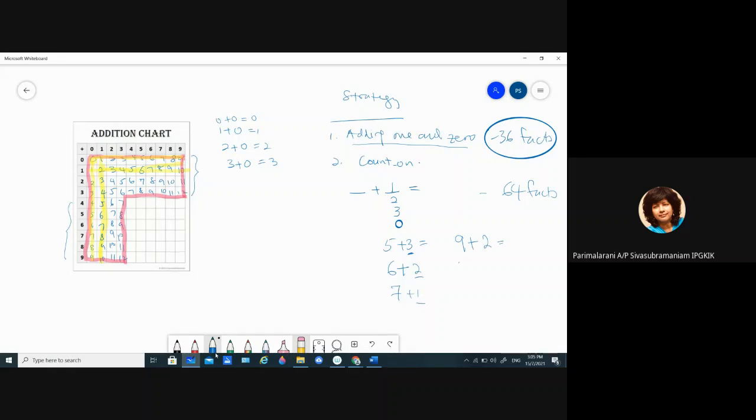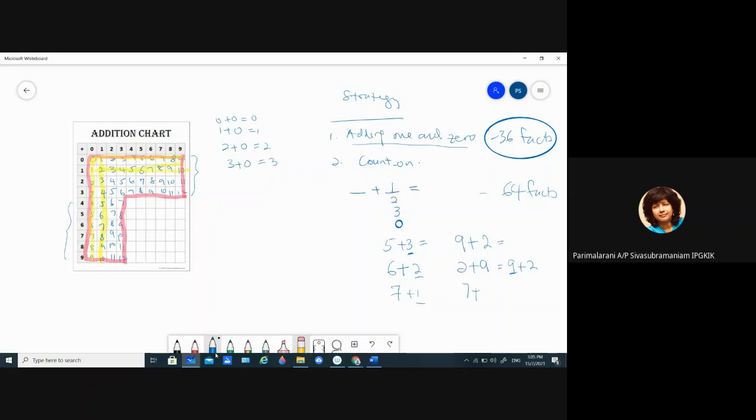When you're given 2 plus 9, the child must think 2 plus 9 is also equal to 9 plus 2. Here's where the commutative strategy will come in. Because when we count on, we always count on from the bigger number, not the smaller number. Then your count on is easy because you just have to count 2, and you can do it mentally. So 9, you keep in your mind and you count on 2: 10, 11.